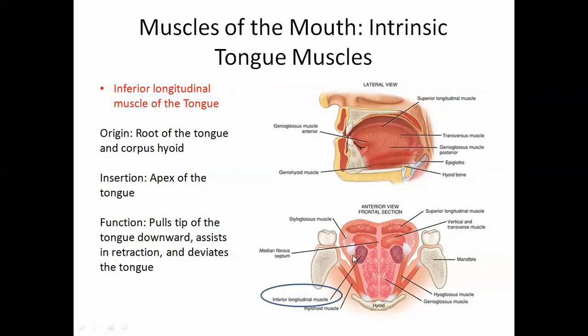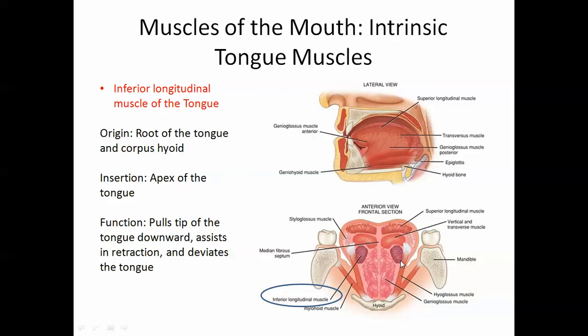Then we have our inferior longitudinal muscle. It's best seen in this coronal view here. It's paired on each side. It pulls the tongue tip down, and also assists in retraction and deviation.